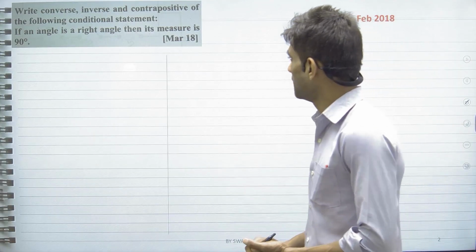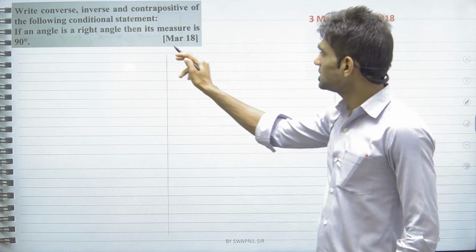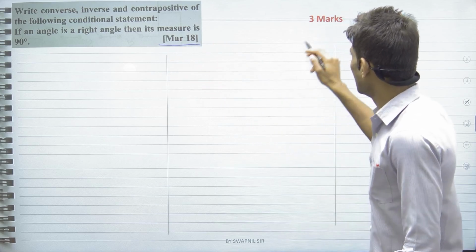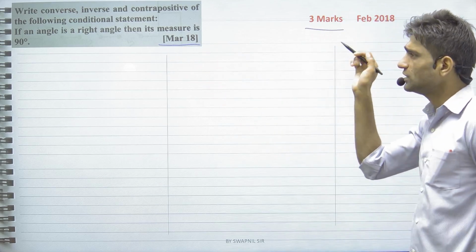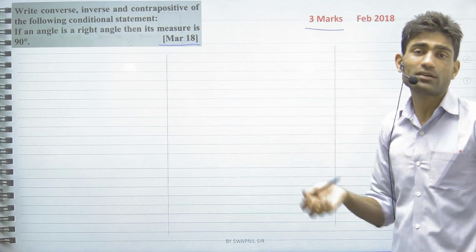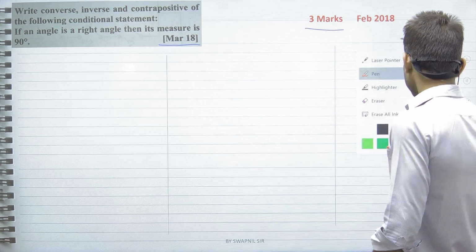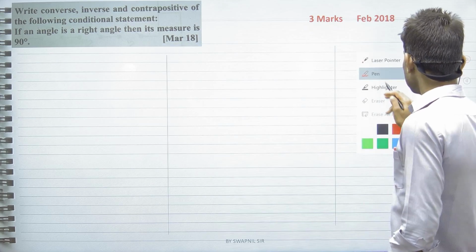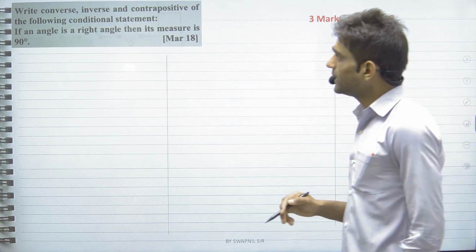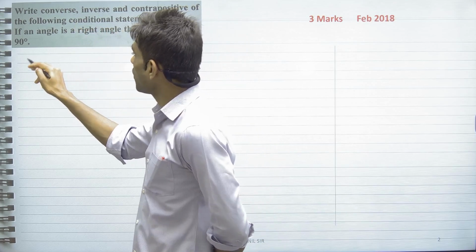Now let's start with the previous year questions from the board exam. We can see the question asked in March 2018 for 3 marks. Now see that these questions are quite easy and easily help us make our score higher in our board exam. So don't forget to solve this question first. Now we have to find the converse, inverse and contrapositive. What do we want?